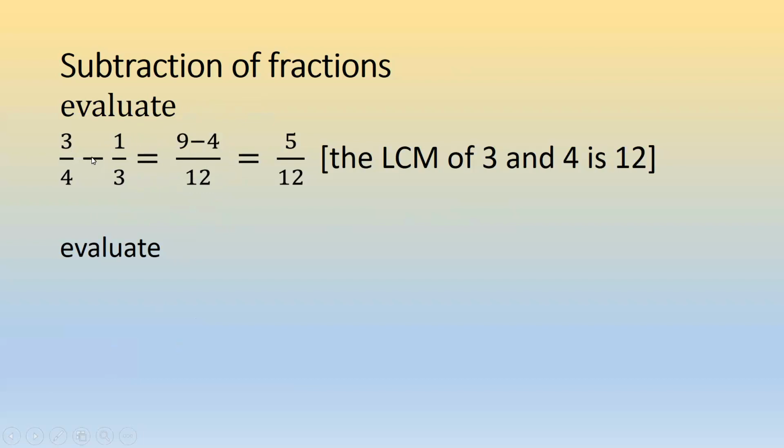So you bring your operation sign, which is minus. So you have 9 minus 4. And then you have 5 here. So 5 over your denominator, which remains the same.